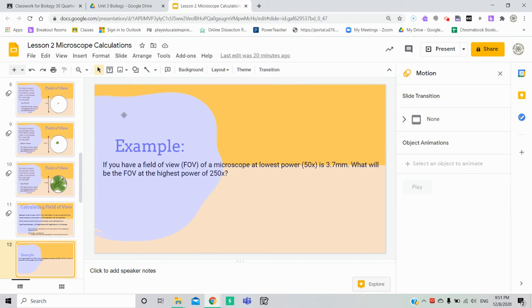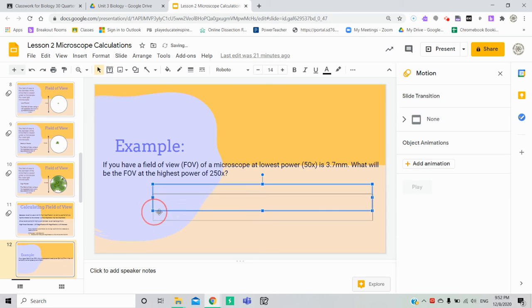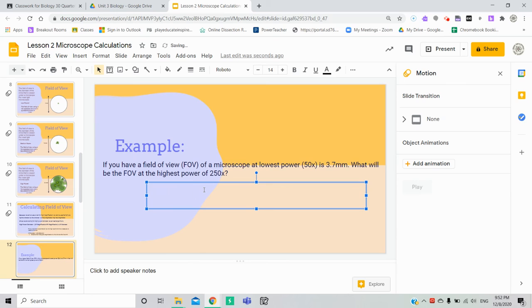What you're going to do in this example, and I believe you have this example in your notes, is make sure to figure out how to get our field of view at our highest power. We're given our low power and we're given our diameter. So we want to ensure that we can figure out high power by going: high power is equal to low power magnification divided by high power magnification.